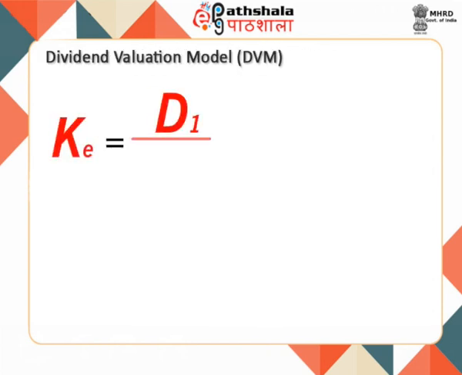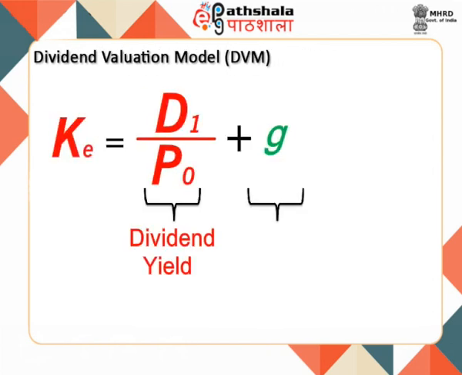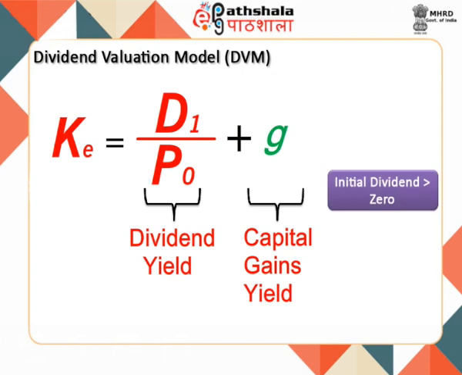The equation for finding out cost of equity under DVM is shown here. From the equation, we can see that the cost of equity can be found by dividing the next period's dividend by the current market price of the stock, that is, the dividend yield, and adding it to the growth rate in dividend per share, capital gains yield. The model assumes that the initial dividend is greater than zero.